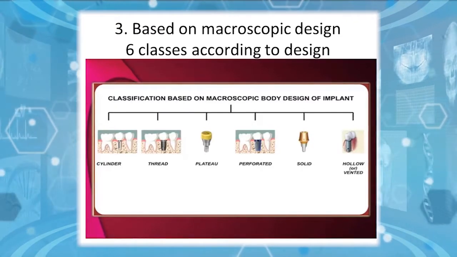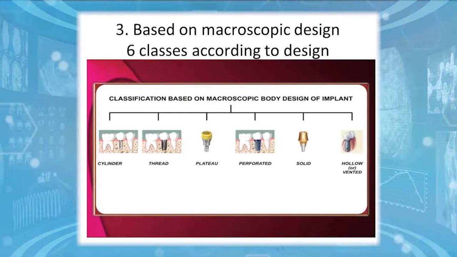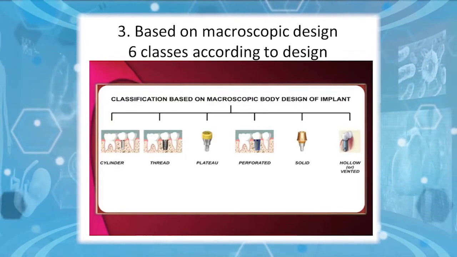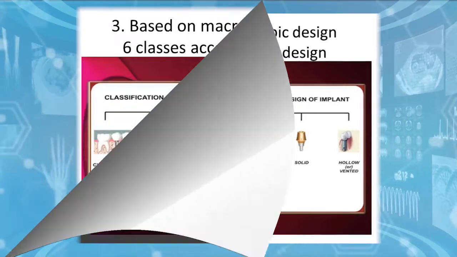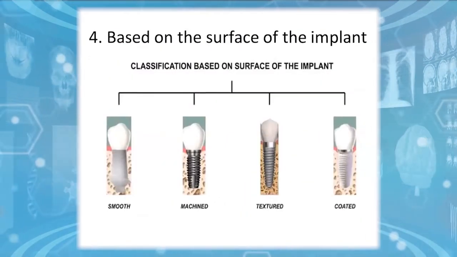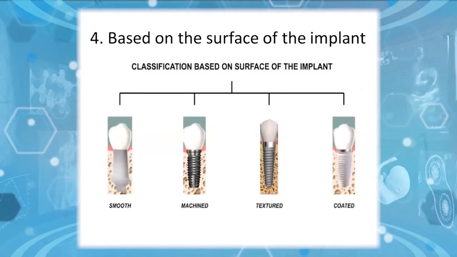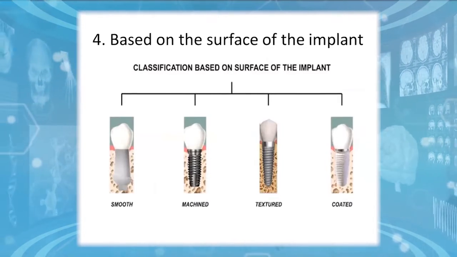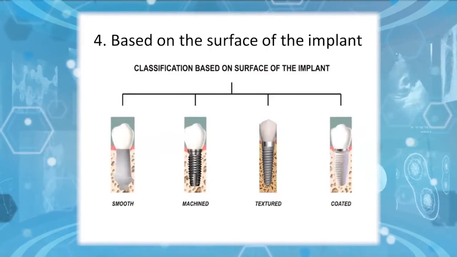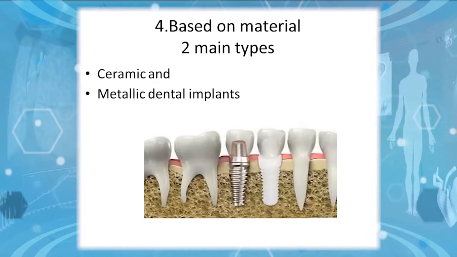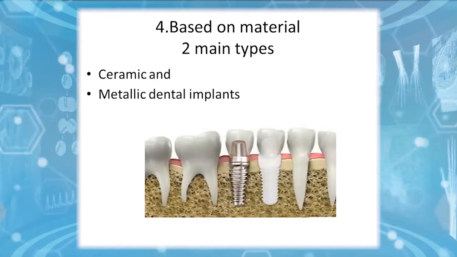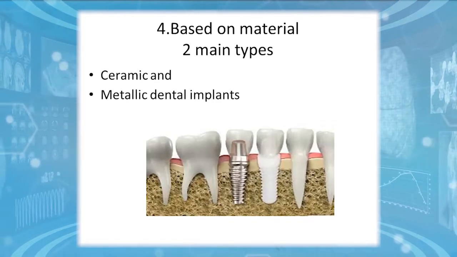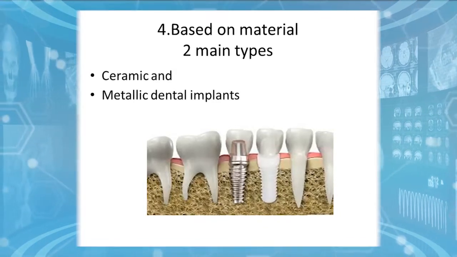We have cylinder implants, thread implants, proteus implants, perforated implants, solid implants, and finally hollow or vented implants. Based on the surface of the implant, we have 4 types: smooth implants, machined implants, textured implants, and coated implants. Based on the material, we have ceramic and metal dental implants, as you can see in the picture.